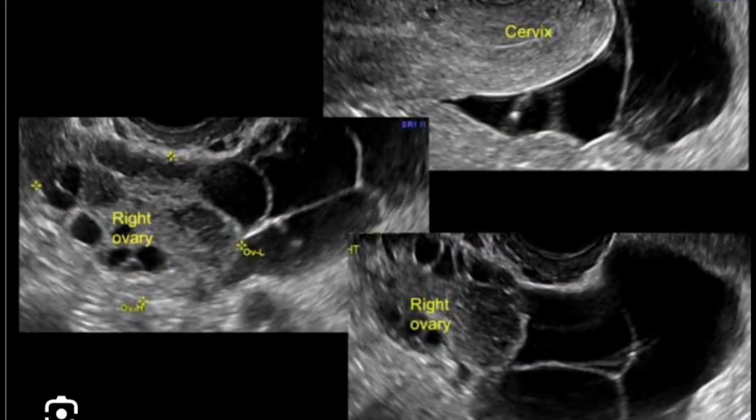On the right side, you can appreciate another sign which is called beads on the string. So these small follicles are indicating a beaded form, and this is actually in the right ovary, and these are all inflamed because of the inflammation of the ovary. These small prominent follicles can be seen as beads on the string. So this is another sign. So these two signs you can appreciate on this image.